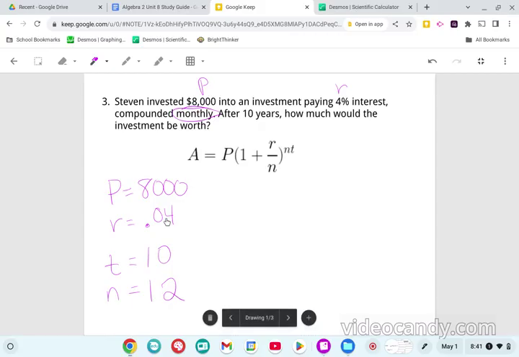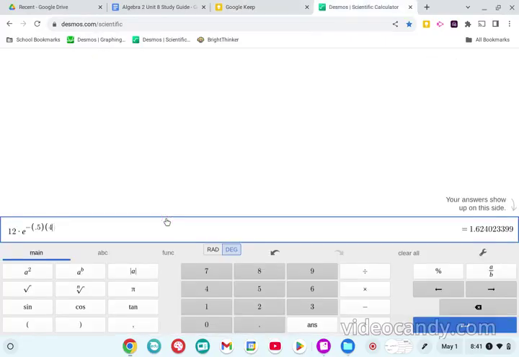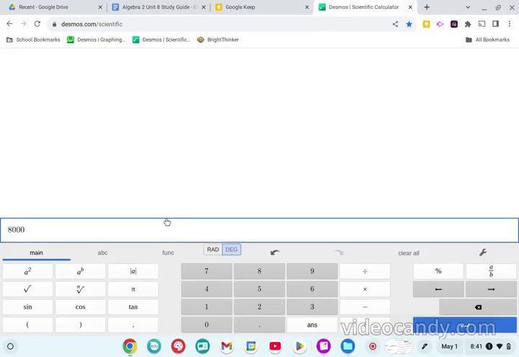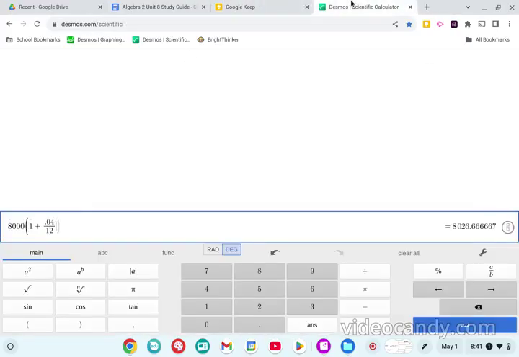So we go over here and we plug everything in. We do A equals 8,000 times 1 plus R divided by N, so 0.04 divided by 12, all raised to the N times T power, so that's 12 times 10. And then from there, we're just going to plug everything in. So we have 8,000 times 1 plus 0.04 divided by 12, close the parentheses, raised to the N times T power.